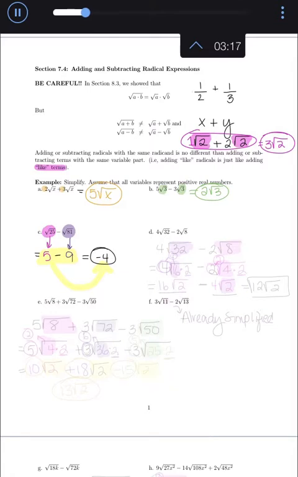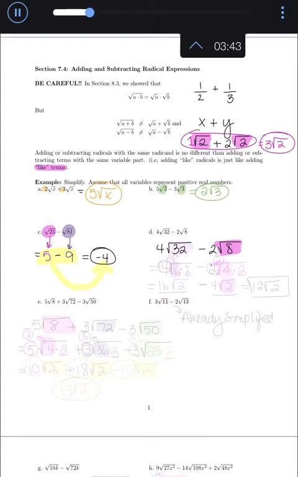Let's look at problem D. Now in problem D, again, we have 2 completely different roots. Let's see what we can do to maybe force them to be like terms. Because we can't do anything with them if they aren't like terms. So let's start out with that. Let's actually start out with the smallest root. That might be easier. So let's start out with the square root of 8.